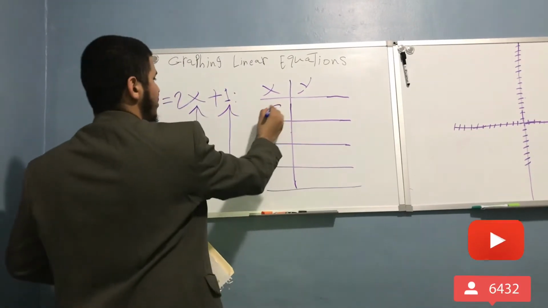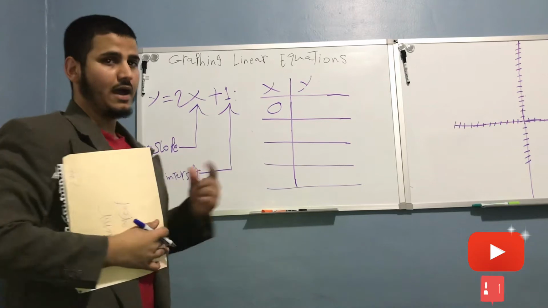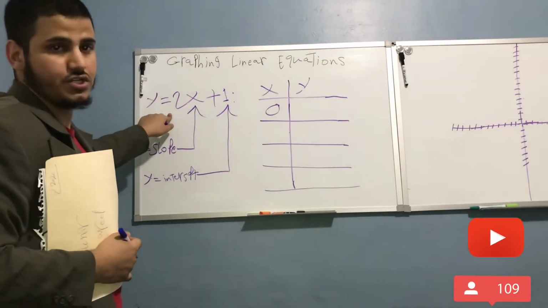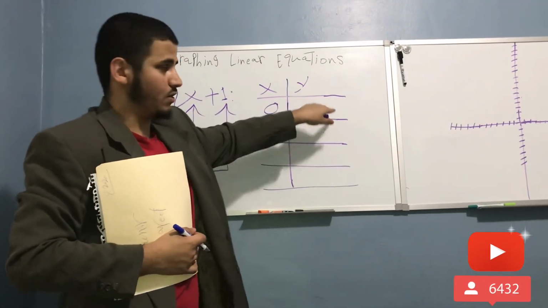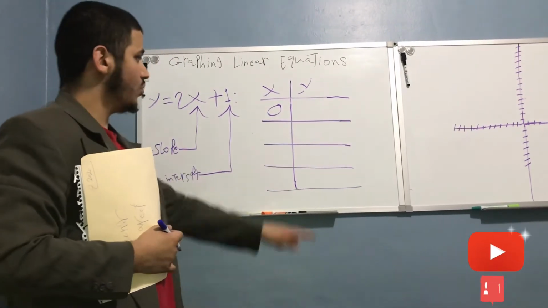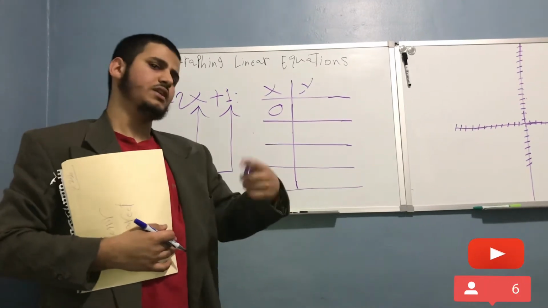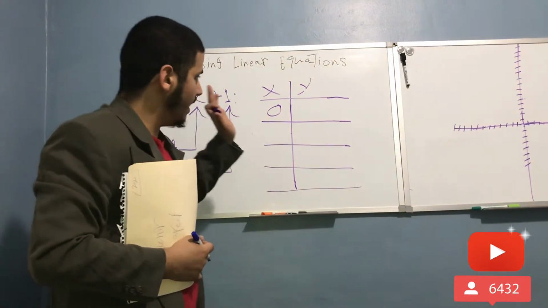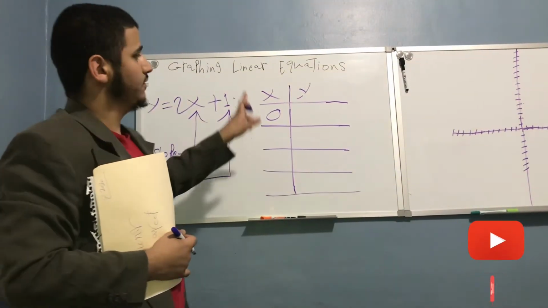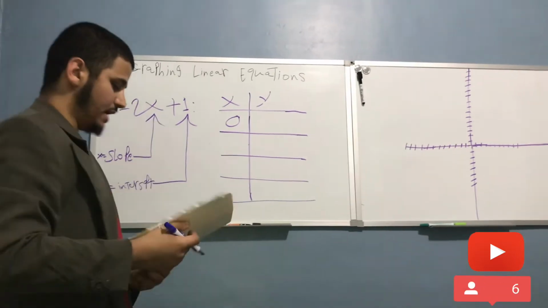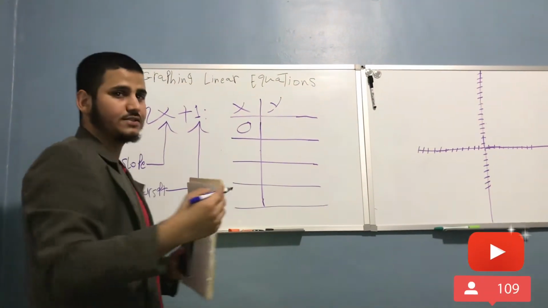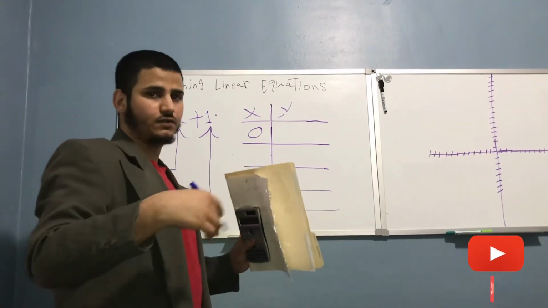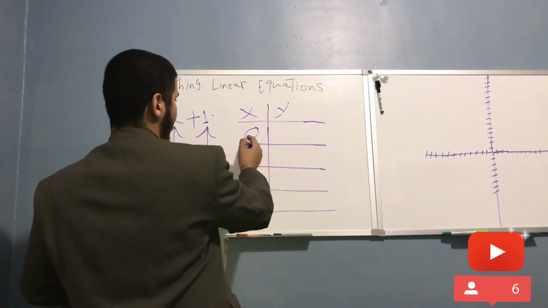I'm going to pick here a 0. As I told you, you can pick any numbers here and plug them into this equation. It will give you the answer. So pick any numbers: 0, 1, 2, -2, -3, -4. Pick any numbers you want, do a little bit of math, and graph it. I start from the lower numbers like 0, 1, 2, and -2, -3, -4.